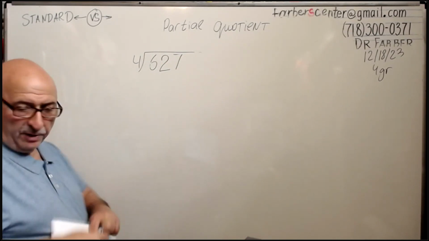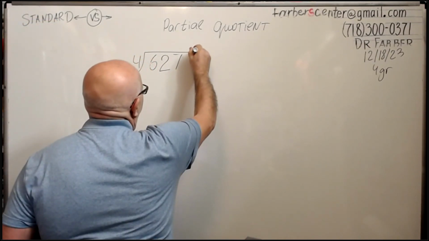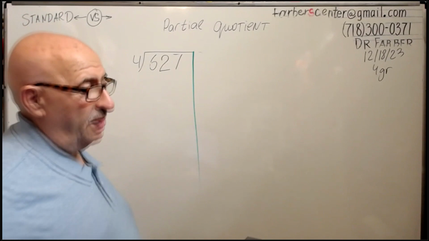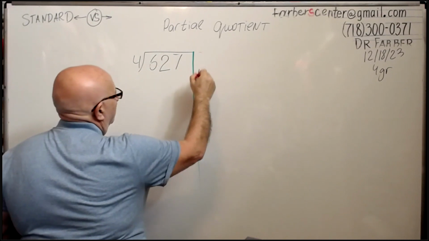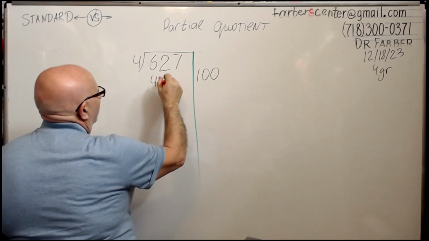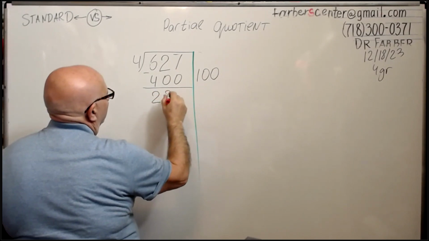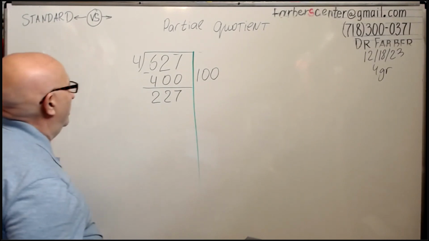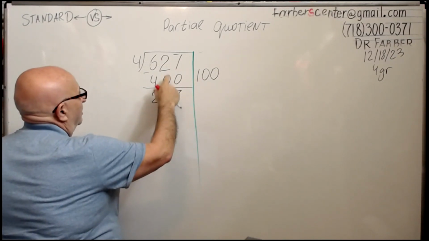So I will make a line, this line here, and choose any convenient number to operate with. Let's say 100. Multiplied by 4 it gives you 400. And after subtraction, you get 227. You cannot use 100 again because if you multiply it 4 times, the result is always supposed to be less than the dividend.